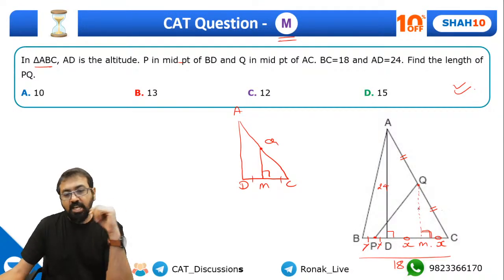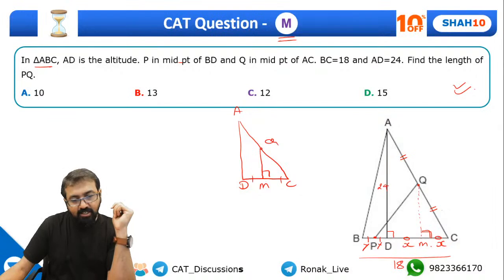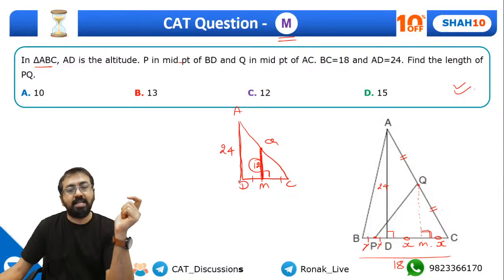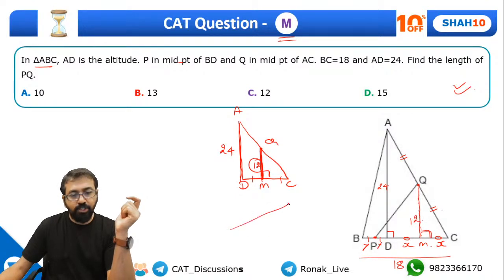Achha, can I say in a triangle, the line joining the midpoints of two sides is parallel to the third side and half of the third side? So AD is 24. So can I say MQ should be 12? Because MQ is a line joining the midpoints of two sides, which has to be half of this third side. So this MQ is known to be 12. Right? So now we need to focus on this triangle. Which triangle? PQM. Just focus on this triangle PQM.